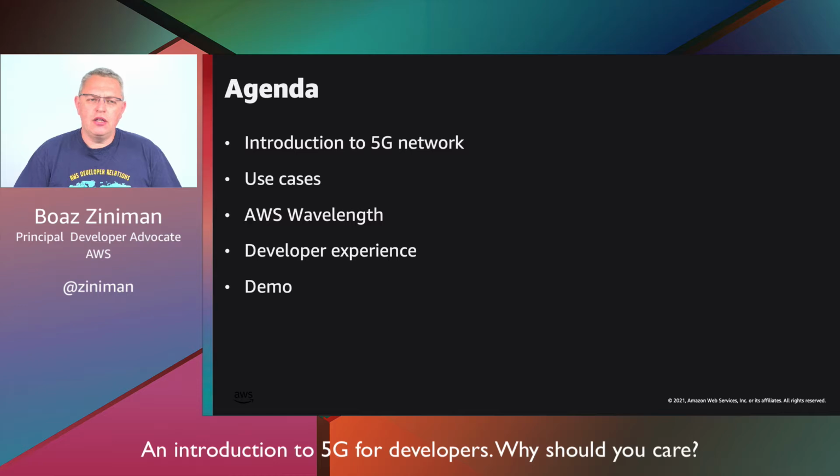Our agenda for today will include some basic introduction to 5G networks. We are going to talk about several use cases that we see in this industry that our clients are already using. We are going to talk about AWS Wavelength, which is our solution to deploy your applications for 5G networks. We are going to talk about the developer experience, which is very important for you to know how to do exactly that, and see the differences, which are not huge, between deploying regular applications to AWS regions and deploying them to AWS Wavelength.